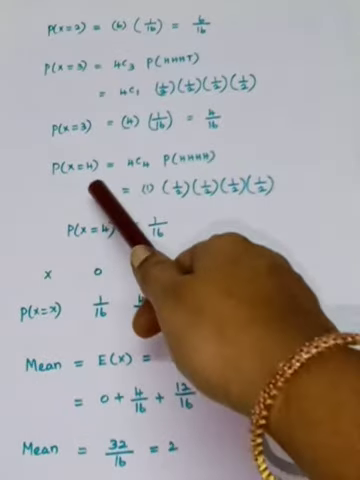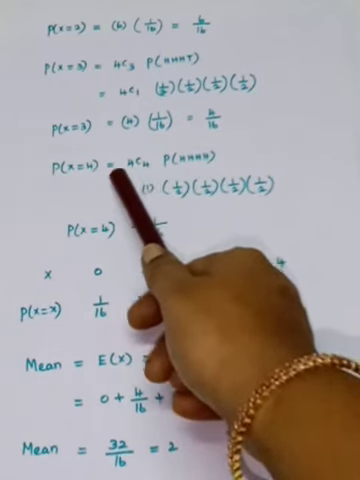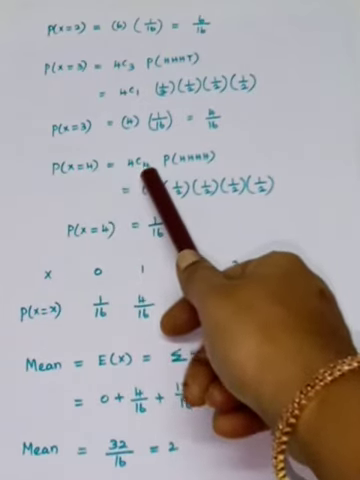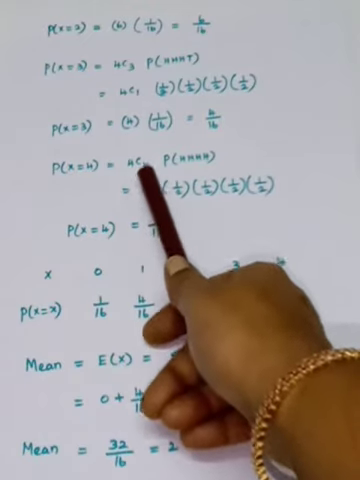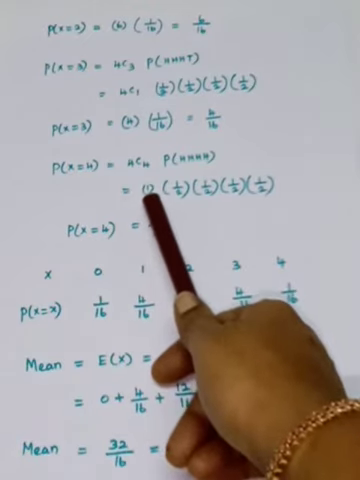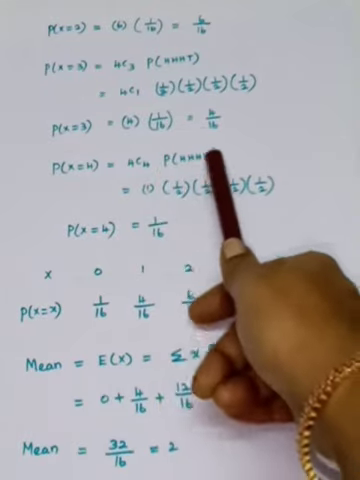P of X is equal to 4. So X is equal to 4, all the 4 coins having head. So we have to select all the 4 coins at a time. So it can be done in one way. So with this, the event alone occurs.